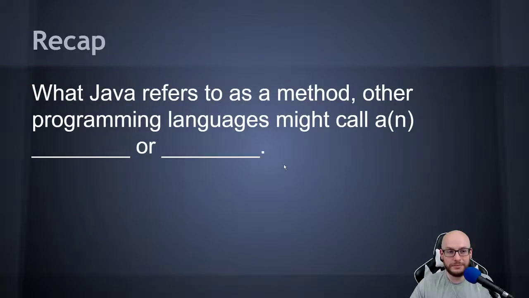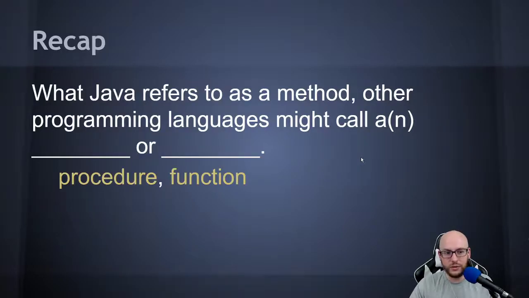Let's recap. What Java refers to as a method, other programming languages might call a blank or blank. This is harking back to our other video. Other languages might call a function or a procedure. So these terms, method, function, procedure, are interchangeable.